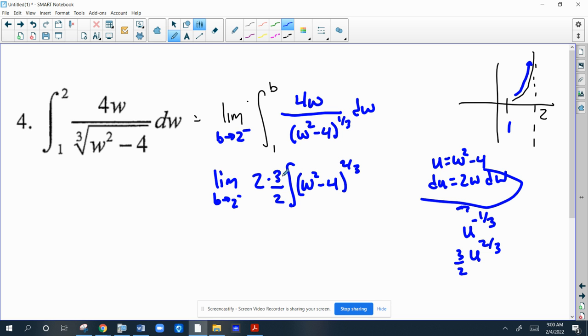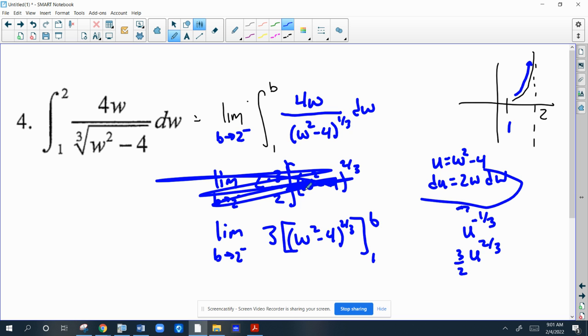Oh, shoot. No, it's not, because I already integrated. My bad here. Let me just quickly fix that. That's what happens when you do all this work on the side. It's going to be 2 times 3/2, which is 3, times the result of my integral, evaluated from 1 to b. So that is what we are looking at right now.